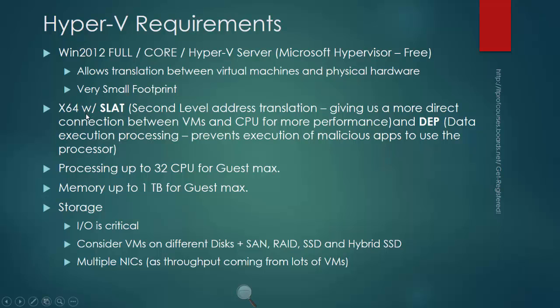Okay, excuse me. So x64, there are some features here. One is SLAT, second level address translation, which is just giving us more direct connection between VMs and the CPU. So virtual machines get to have more access to the hardware. Then there's DEP, or data execution prevention, or Johnny Depp.